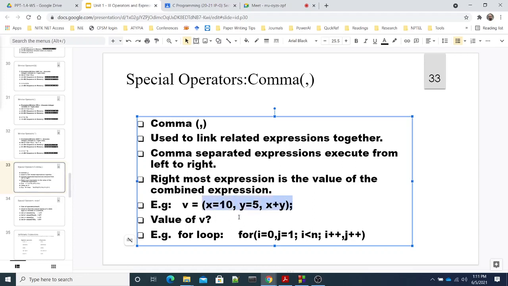In this case, first this expression will be performed, that is x is assigned 10. Then this will be executed, y is assigned 5. Then on the new values of x and y, this will be performed. And finally, in an expression separated by commas, the value of the last expression will be assigned to the LHS variable. So what is the value v is going to get now? Assuming v, x and y are all integers, what will be the value v is going to get?